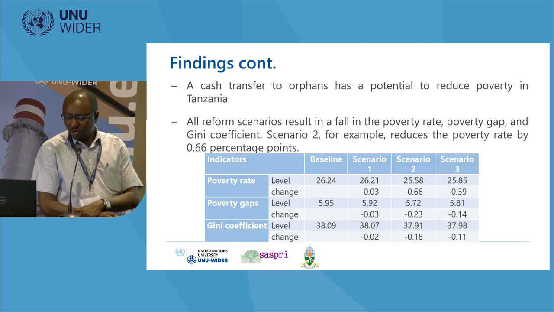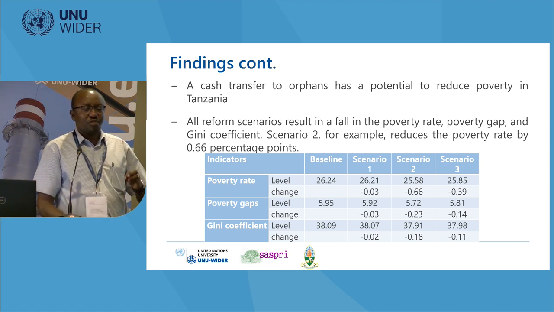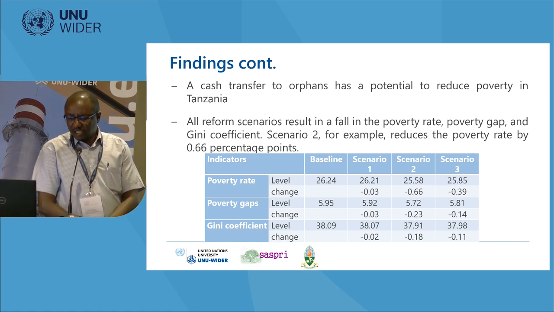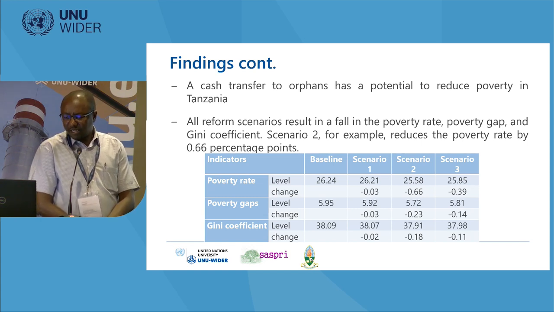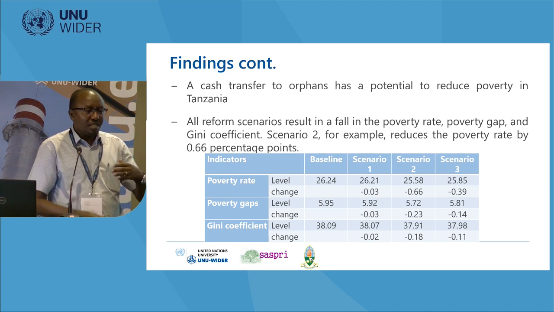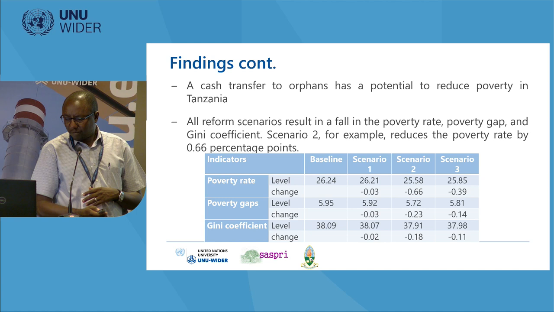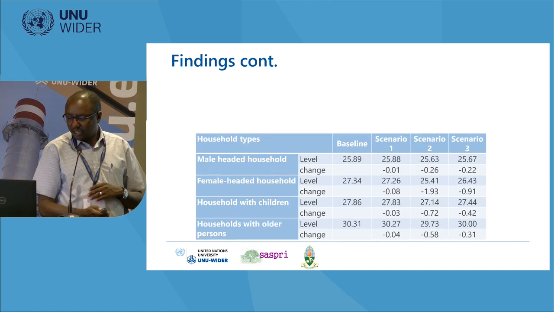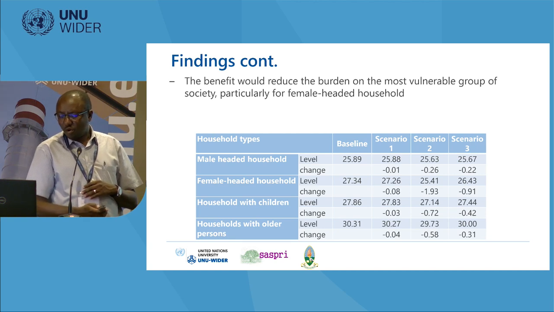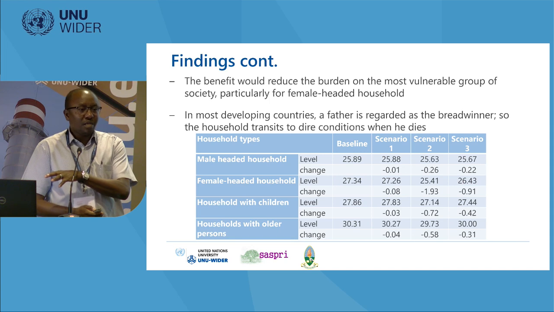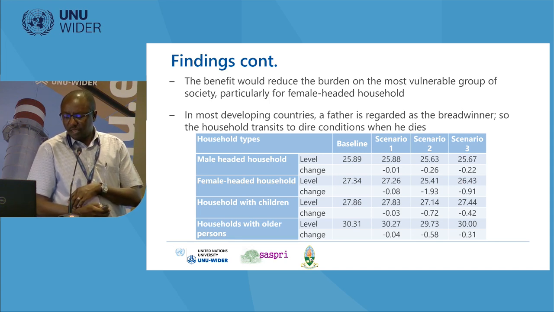But we go further and look at what our results tell us in terms of poverty reduction, inequality reduction, and the dynamics between female-headed versus male-headed households, or households with older people. What turns out here is that a cash transfer to orphans has the potential to reduce poverty in Tanzania. In these efforts to reduce poverty, it can be of two main angles. So that one will reduce poverty in Tanzania, and the second scenario will have much more impact. The same applies to the burden on the most vulnerable group of society, particularly female-headed households. It turns out that female-headed households are the ones having so many kids, including orphan children. The impact, again, is higher for the second scenario.